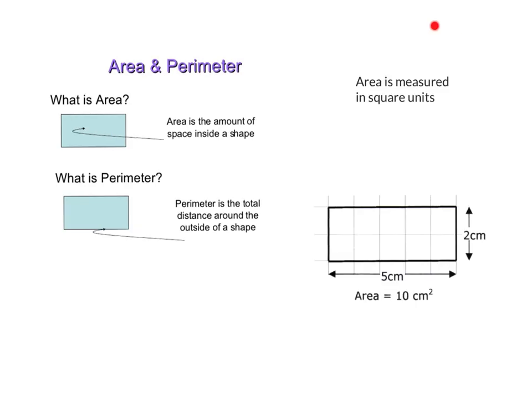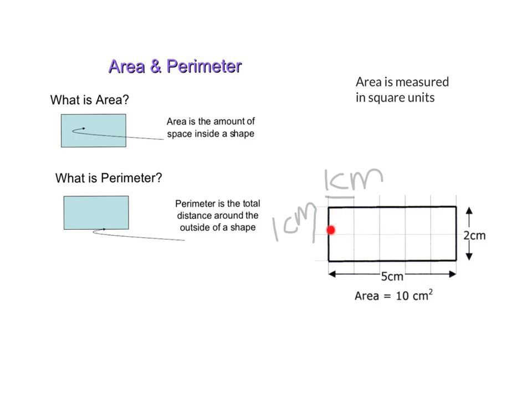So area is actually measured in square units. What does that mean? If we look down here at this rectangle, the dimensions are 5 centimeters in length and 2 centimeters wide. This square means that this side over here is 1 centimeter and this side over here is 1 centimeter. Therefore, the area of this shape would be 1 centimeter squared. So that's how much area this square occupies here.